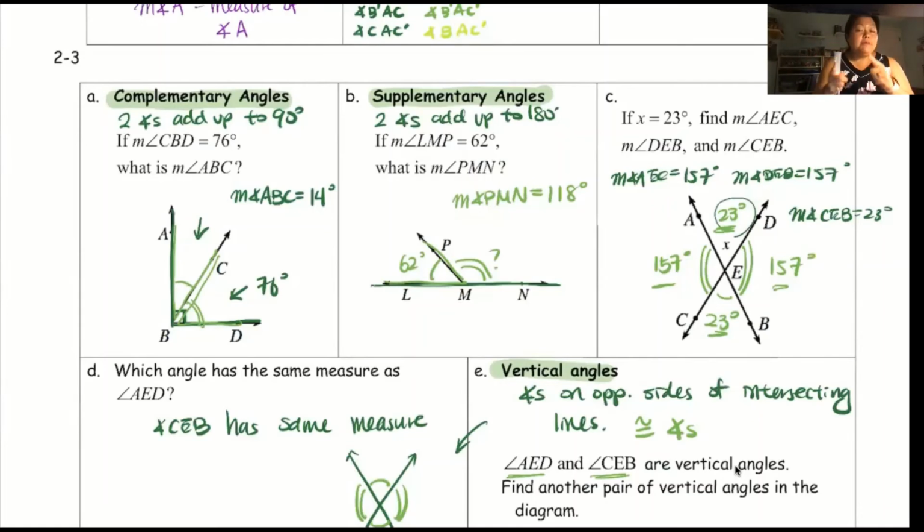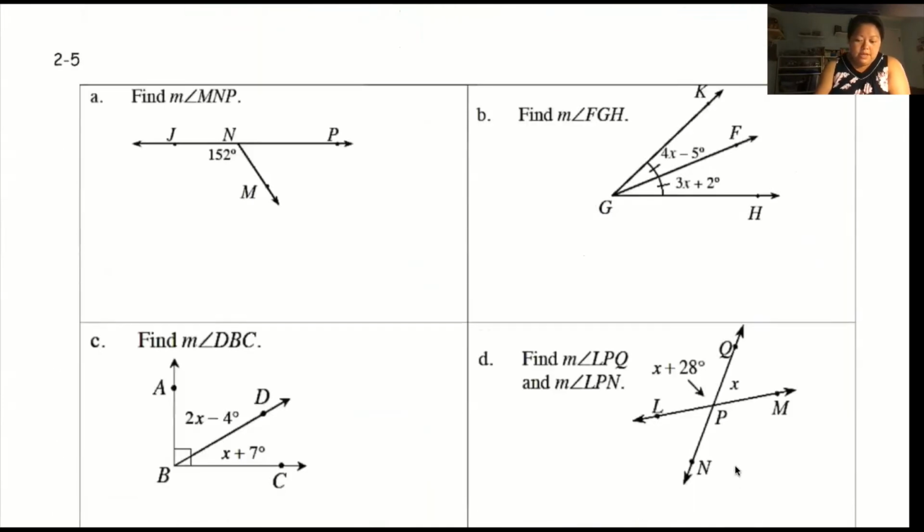Vertical angles have to be on the same intersecting lines, so they have to be opposite neighbors. It can't be super far away. So if two angles are equal, but they're not of the same intersecting lines, they're not vertical angles. They're equal, but they're not vertical angles. All right, so now that we know all those relationships, let's see what we can do.